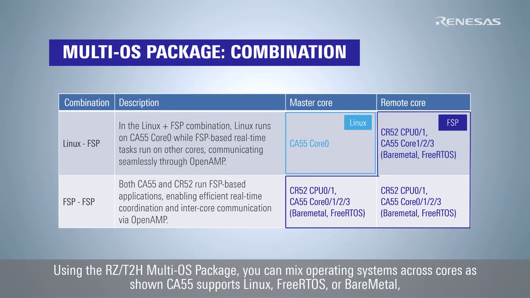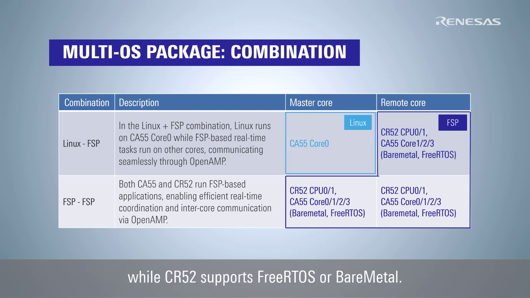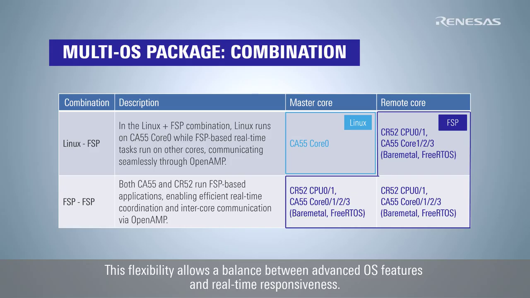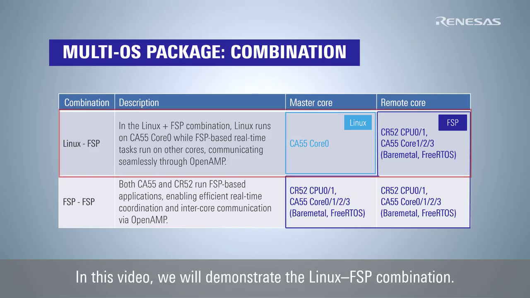Using the RZ/T2H multi-OS package, you can mix operating systems across cores as shown. CA55 supports Linux, FreeRTOS, or bare metal, while CR52 supports FreeRTOS or bare metal. This flexibility allows a balance between advanced OS features and real-time responsiveness. In this video, we will demonstrate the Linux and FSP combination.